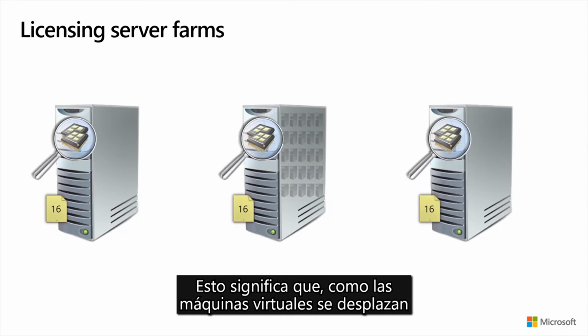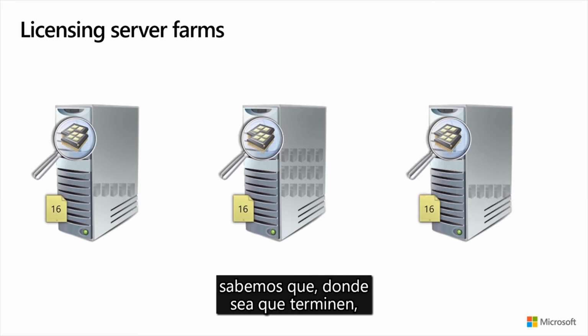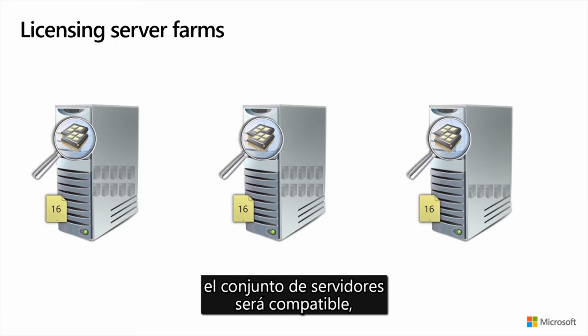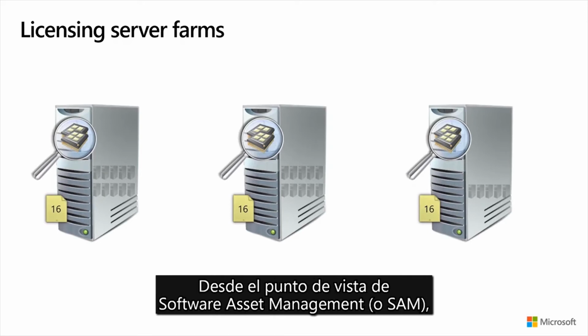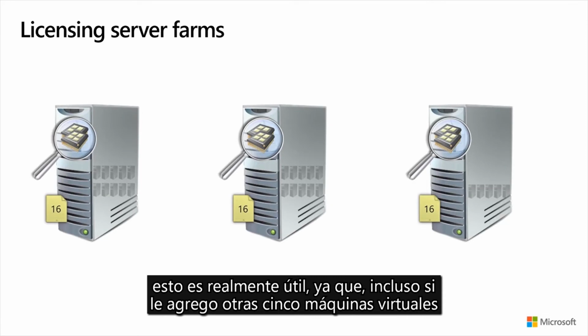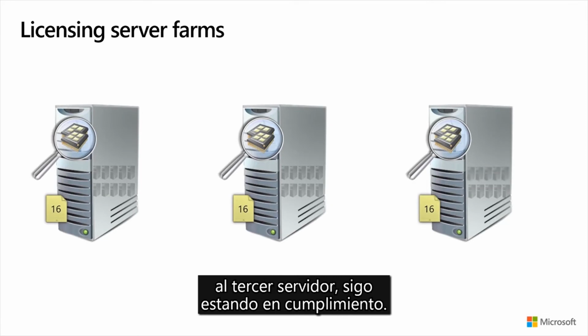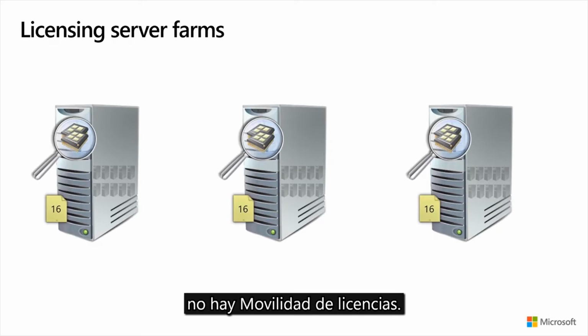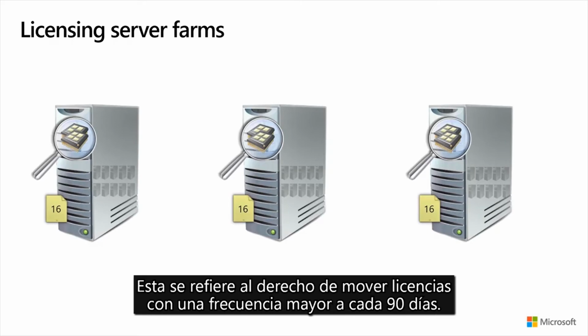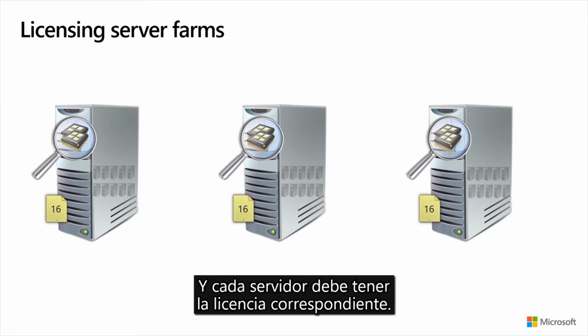What this does mean now, though, is that as the virtual machines move around the server farm, we know that wherever they end up, the server farm will be compliant since all machines are licensed for unlimited virtualization. From a software asset management, or SAM, perspective, this is really useful since even if I add another 5 virtual machines to the third server here, everything's still compliant. So one of the key things to take away from this slide is that there's no license mobility with Windows Server. That's the right to move licenses any more frequently than every 90 days. And so each server does have to be licensed appropriately.